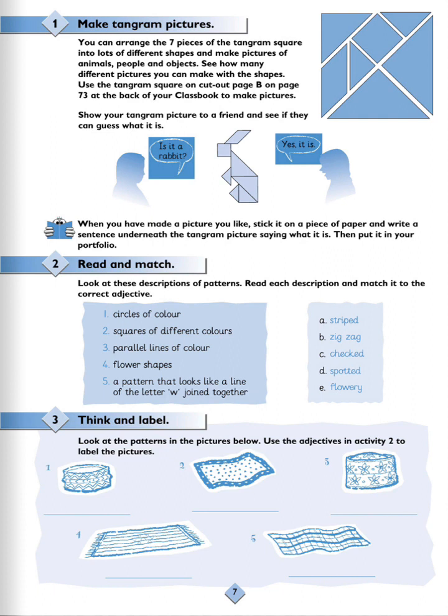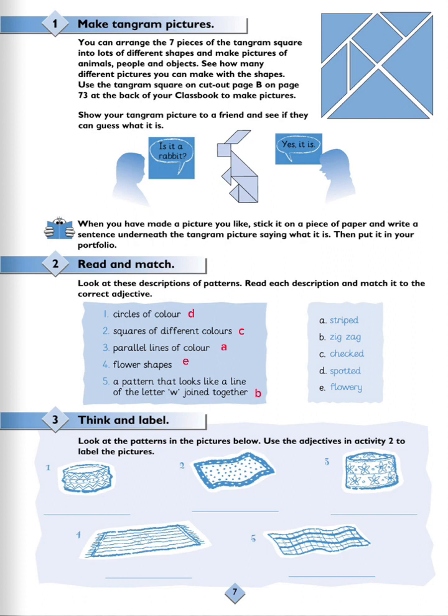Let's see the answers. Number 1. Matches D. Circles of color. Spotted. Number 2. Matches C. Squares of different colors. Checked. Number 3. Matches A. Parallel lines of color. Striped.